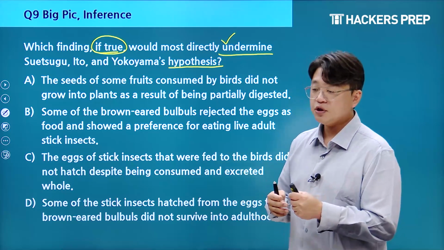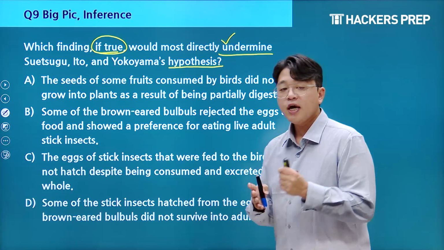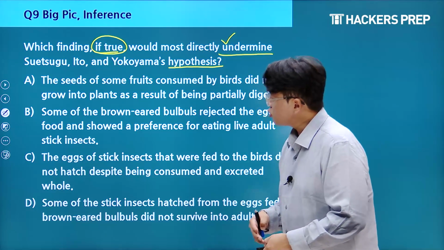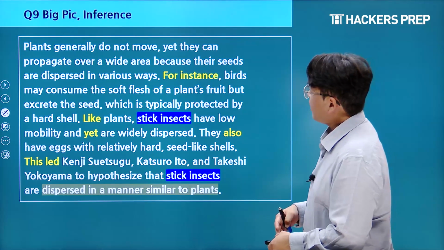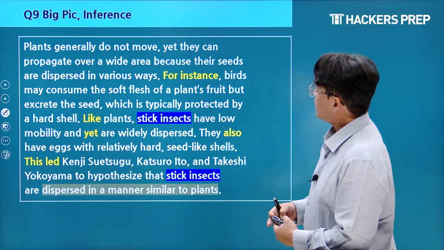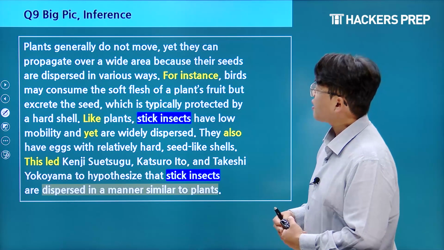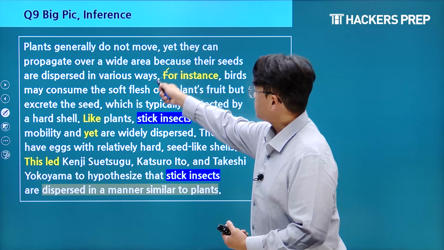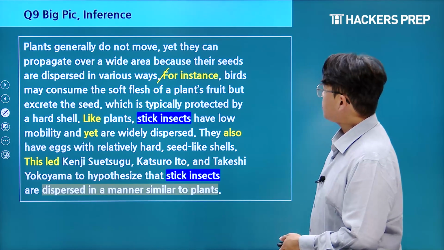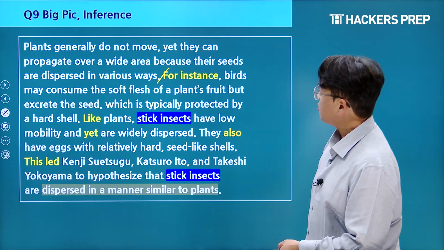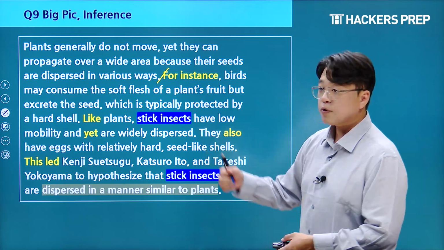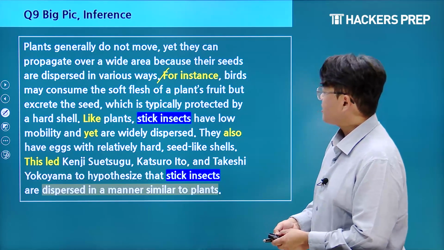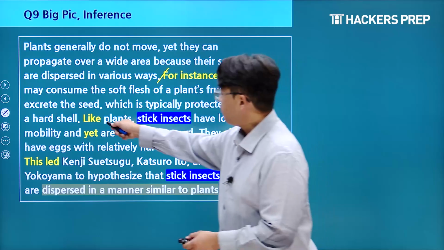But it shouldn't just be a random piece of information. It needs to have a right logical base within the text. So let's start from the top. Plants generally do not move, yet they can propagate over a wide area because their seeds are dispersed in various ways. For instance, birds may consume the soft flesh of a plant's fruit, but excrete the seed. Excreting is pooping out the seed, which is typically protected by a hard shell, like plants.